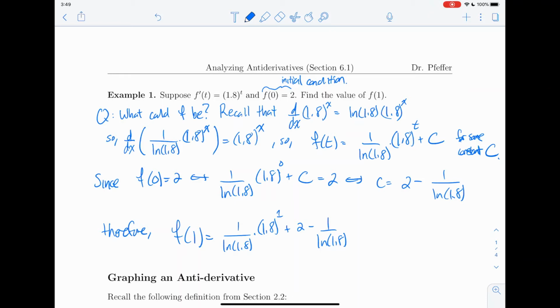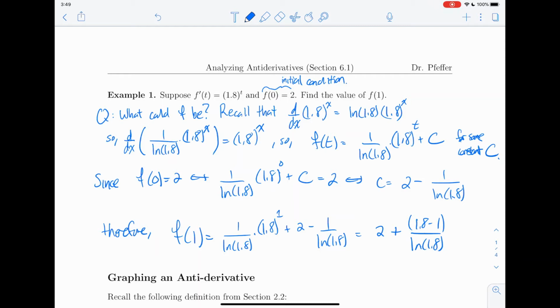And we could try to clean this up somewhat if we really wanted to. Right, you could combine this. You could rewrite this as something like 2 plus, and you could get a common denominator, 1.8 minus 1 over the natural log of 1.8 if you wanted to. But essentially, that's going to answer the question.